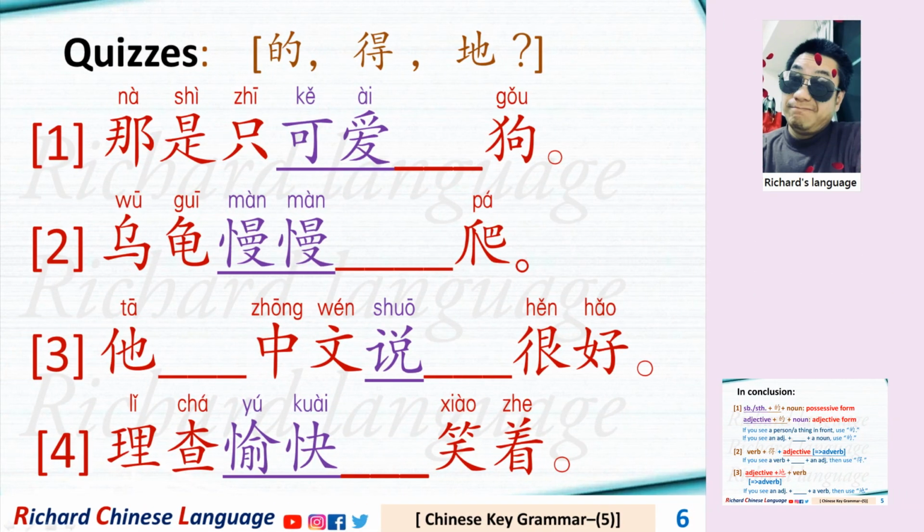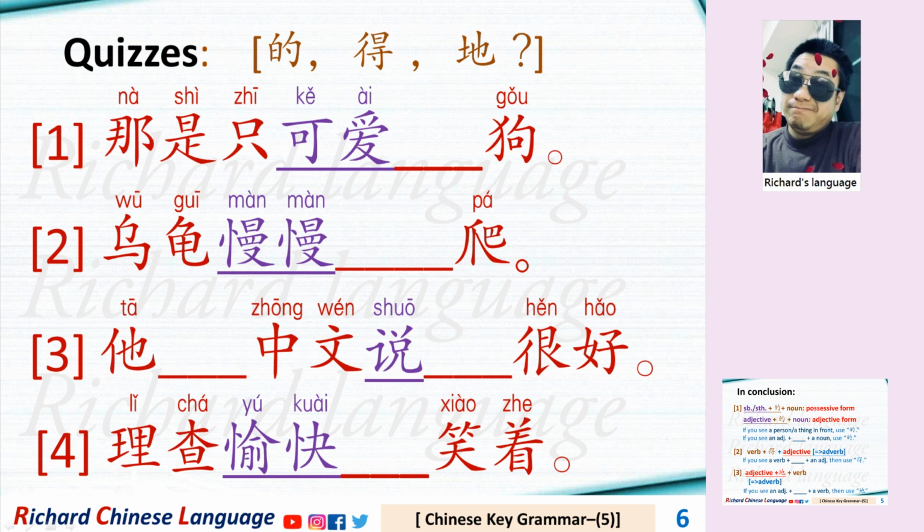Okay, right now you can see the quizzes, and please choose the proper 的/得/地 for each question, and I'll read these sentences for you. After you finish these quizzes, please find the answers in the description box. Okay, number 1. 那是只可爱的狗. That is a cute dog.